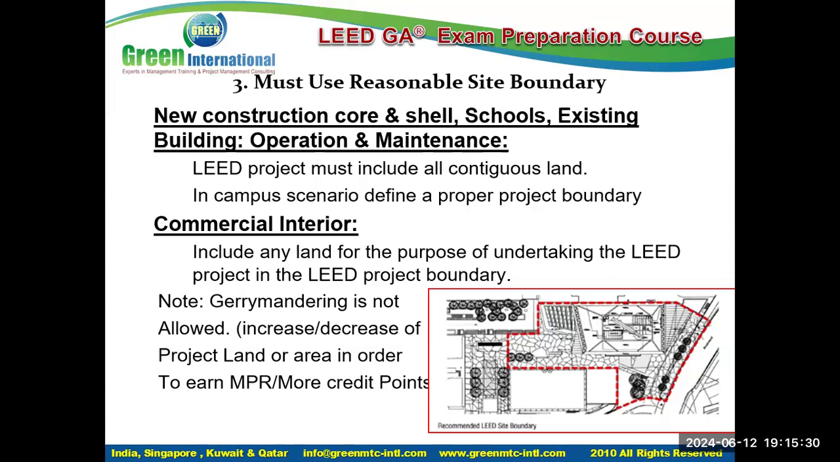That justification you have to submit. So that's the third minimum program requirement. A LEED project must include all contiguous land. In a campus scenario, define a proper project boundary. Including any land for the purpose of undertaking a LEED project in the LEED project boundary is called gerrymandering. Gerrymandering means increasing or decreasing the project land or area in order to earn the MPR or more credit points. Gerrymandering is not allowed.